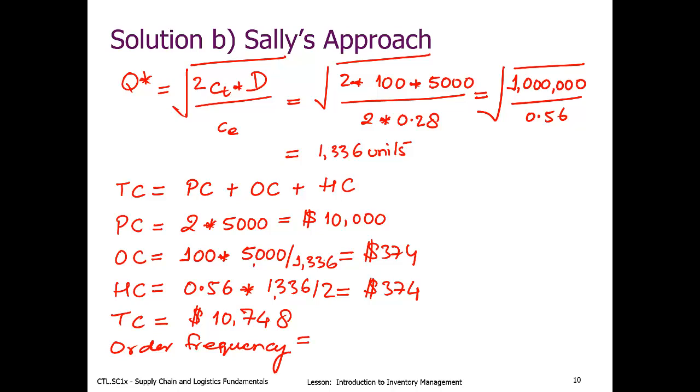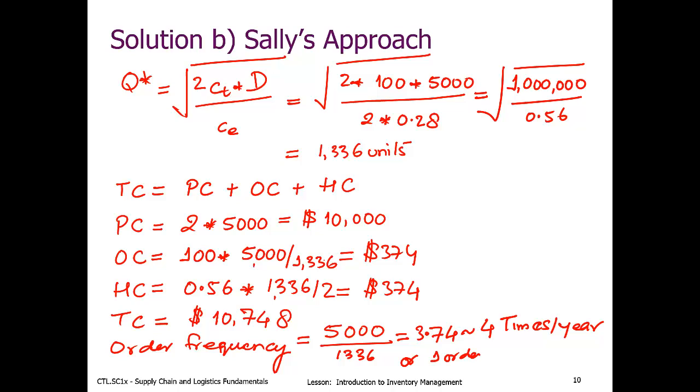Yes, so we order 5,000 units in batches of 1,336. This gives a value of 3.74. Let's round it off to 4. What it means is roughly 4 times a year, or 1 order every 3 months. This becomes our order frequency.